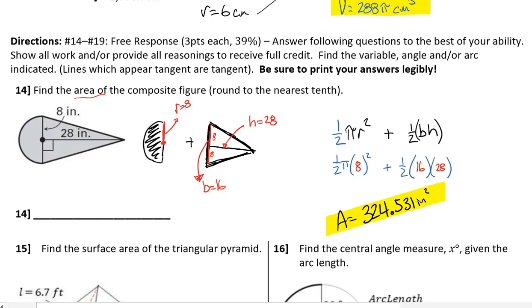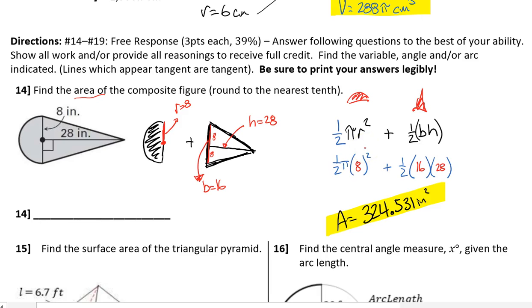Well, what is the formula for the area of a circle? Well, area of a circle is pi r squared, but since we have half of a circle, we need to take half of that value. So half of pi times 8 squared, that was the semicircle, plus the triangle, 1/2 base times height, 1/2 16 times 28, gives me an area of 324.513.